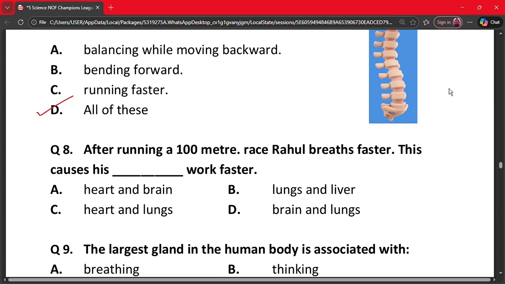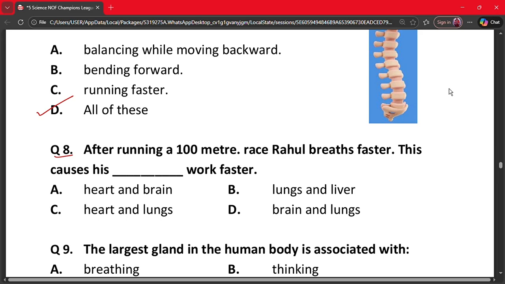Our next question is question number 8. After running a 100-meter race, Rahul breathes faster. This makes which organs work faster? A. Heart and brain. B. Lungs and liver. C. Heart and lungs. And D. Brain and lungs.